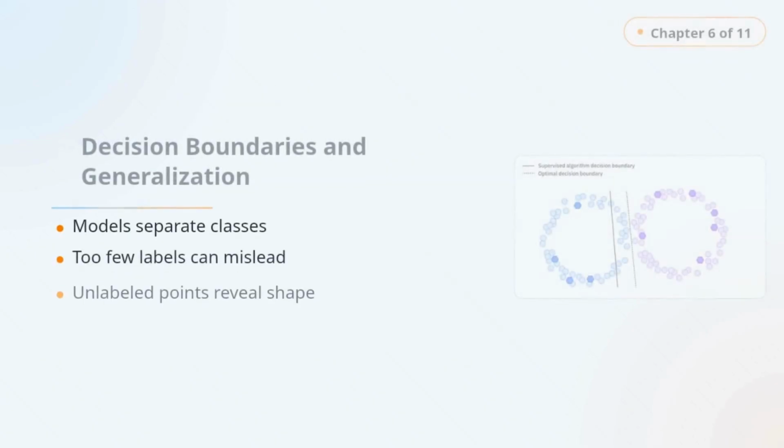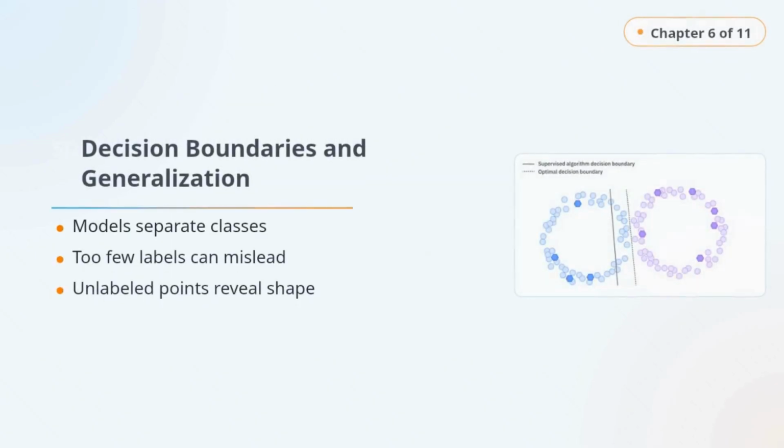A classification model tries to learn a decision boundary that separates one class from another. But if we train using very few labeled examples, the model may overfit those points and draw a poor boundary. Unlabeled data can reveal the actual shape of the data distribution, helping the boundary become more realistic and useful on real-world inputs.